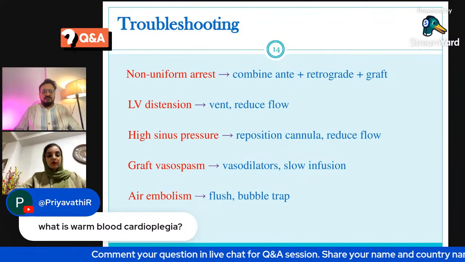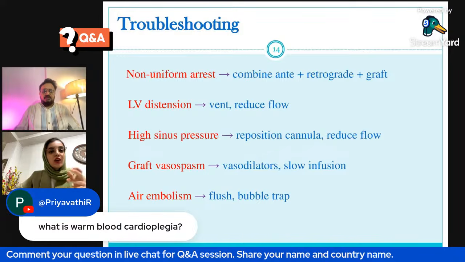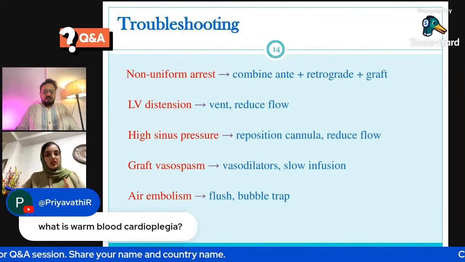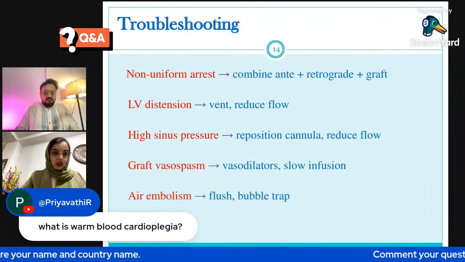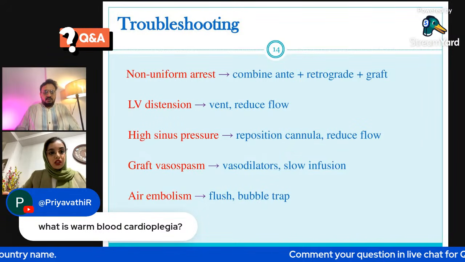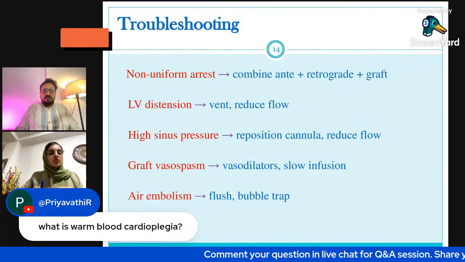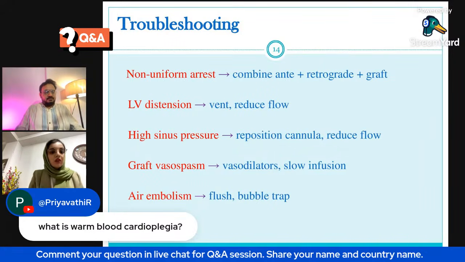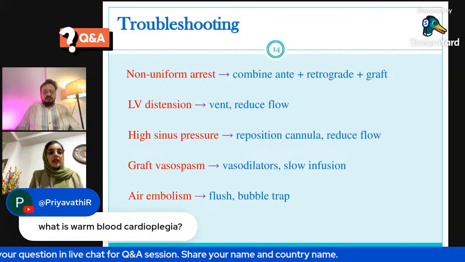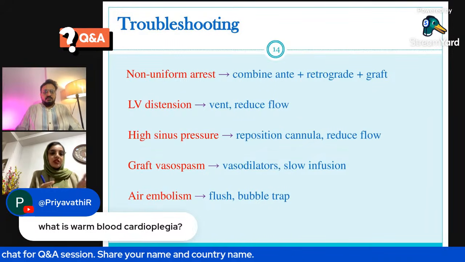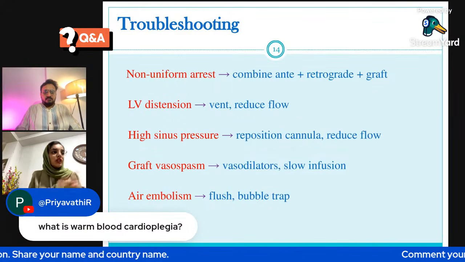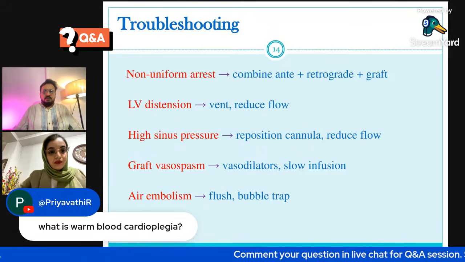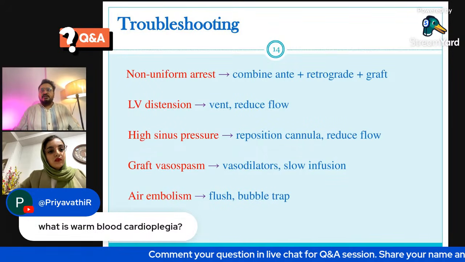Hot shot is a different thing. It is given before releasing the cross clamp. Warm blood doesn't need hot shot. Hot shot is for cold solution, because one of its aims is to increase the metabolism of the cell. With warm blood, the enzymes of the cell are active, so there is no need to use a hot shot.